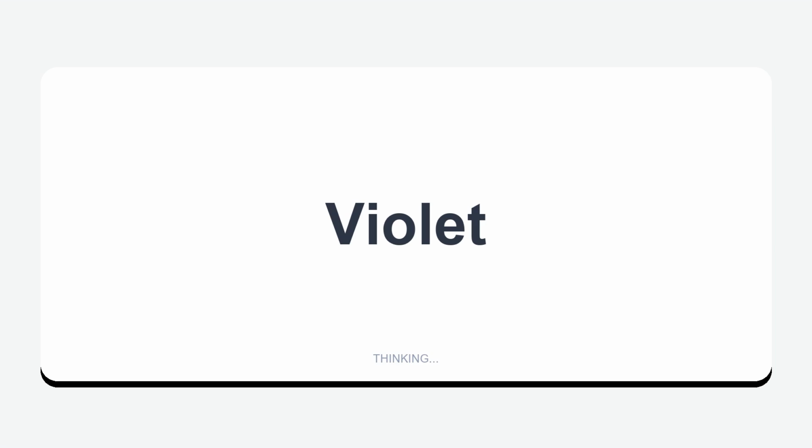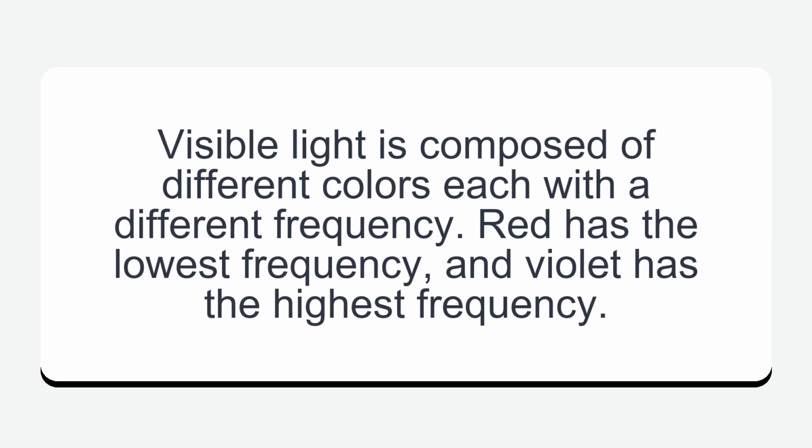Violet. Visible light is composed of different colors, each with a different frequency. Red has the lowest frequency, and violet has the highest frequency.